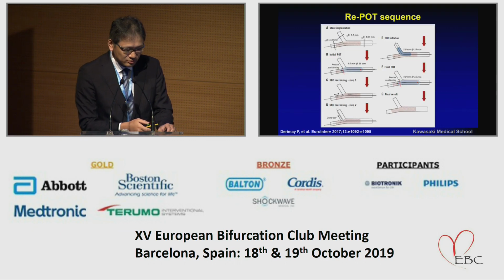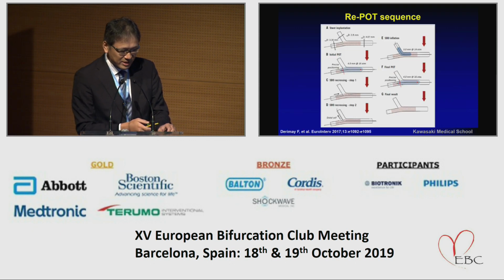As for single crossover stent implantation in bifurcation lesion, rewire sequence comprising first POT and side branch inflation and final POT significantly improves the final result in bifurcation lesions.